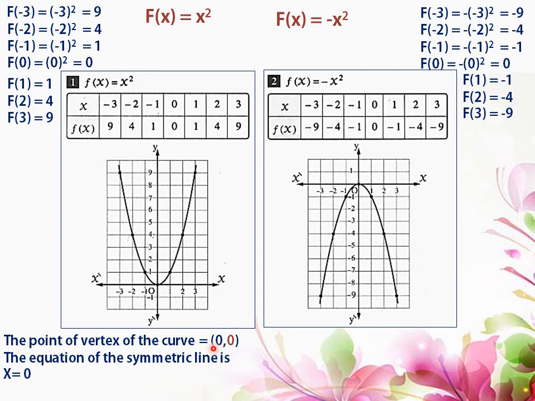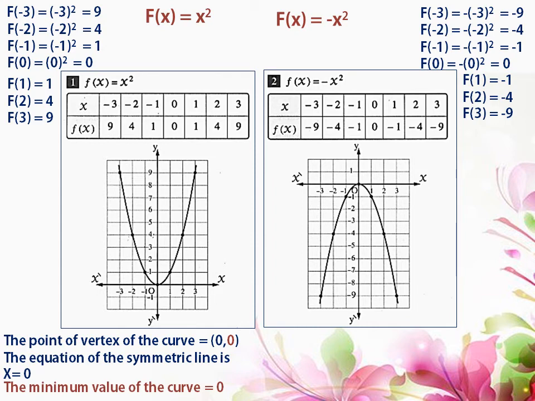How? The x projection is the equation of the symmetric line, and we will write it as x equals 0. If the first projection here is 2, the equation will be x equals 2. If the first projection is 5, then x equals 5.